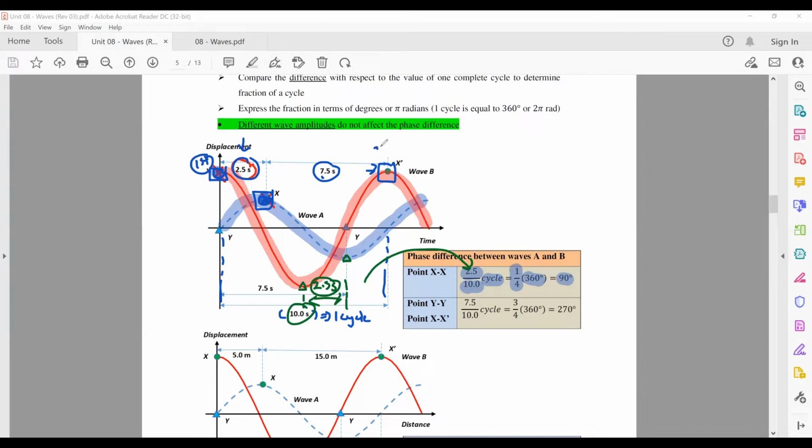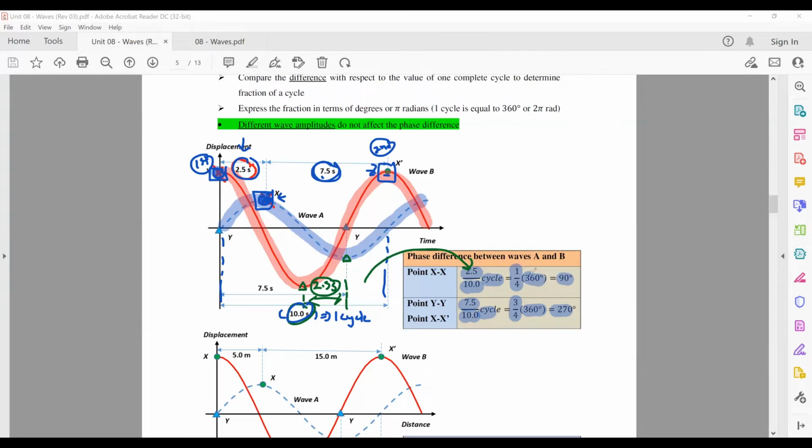I could also pick this one as my reference point because they are still both similar, or in phase with each other. So for these two points here, the phase difference will be 7.5 divided by 10, giving me 3/4 of a cycle. Again, change to degrees, multiply with 360, I get 270 degrees. So bear in mind that phase difference can have two different values.